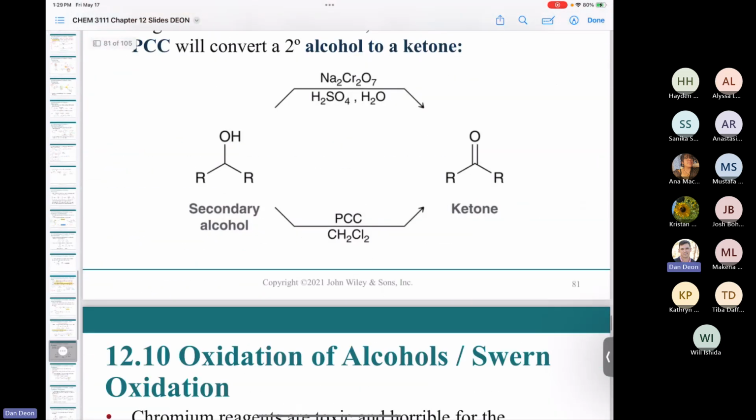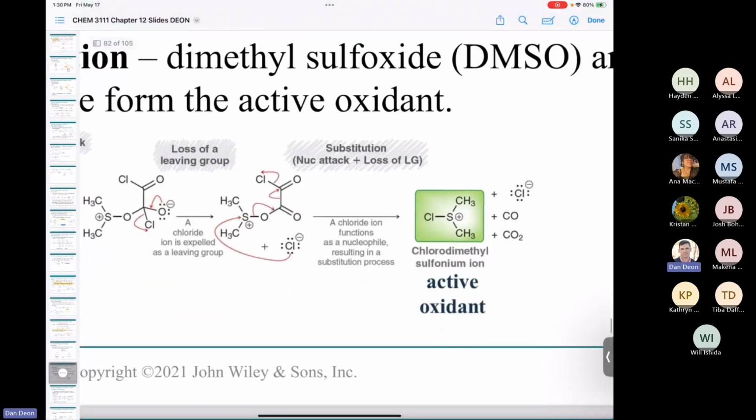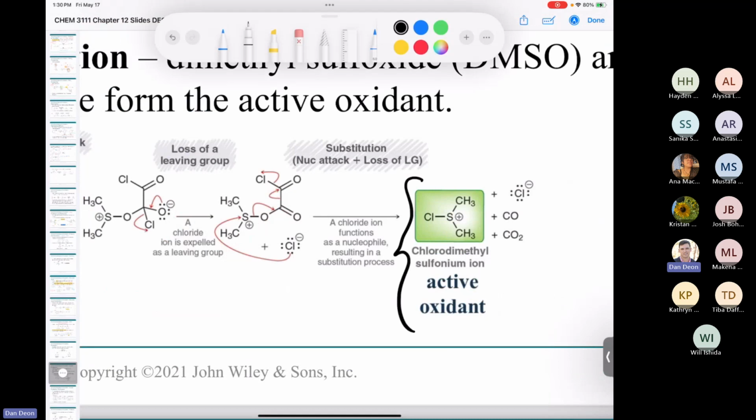This is the chlorodimethylsulfonium ion, which is a pretty interesting ion that you see here. But this is actually formed from the DMSO and the oxalyl chloride, right? You mix it together, and it essentially makes this in the first step. That is the active oxidant. It's not stable, and so that's why you can't just buy a bottle of that and use it instead of DMSO and oxalyl chloride. Unfortunately, it doesn't work that way.